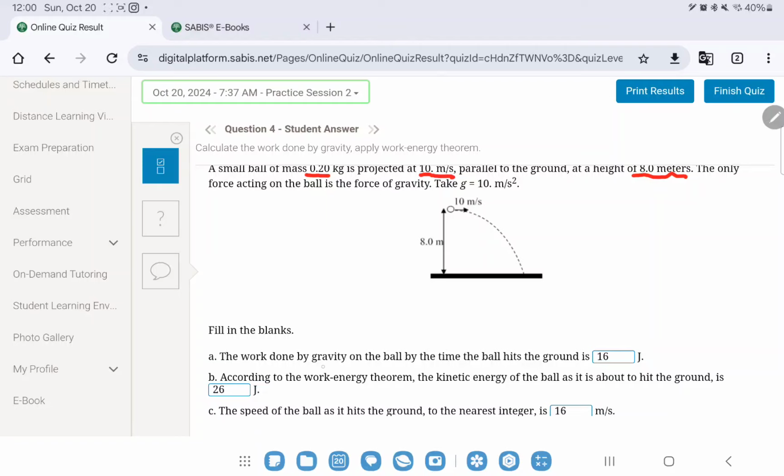it hits the ground. So we know work done by gravity means W equals mgh. So let's see. m is 0.2, g is 10, h is 8 meters. Once you put all this in your calculator, you're gonna get 16. That's how you get part A. So this is part A.